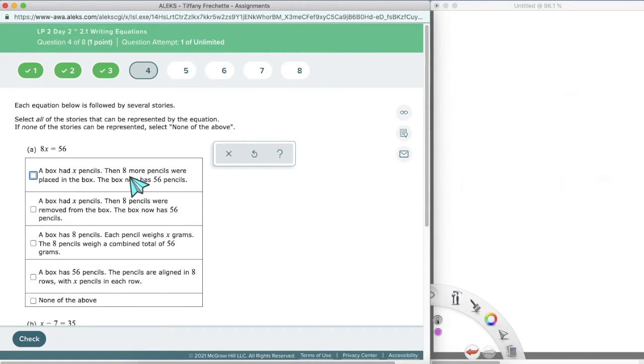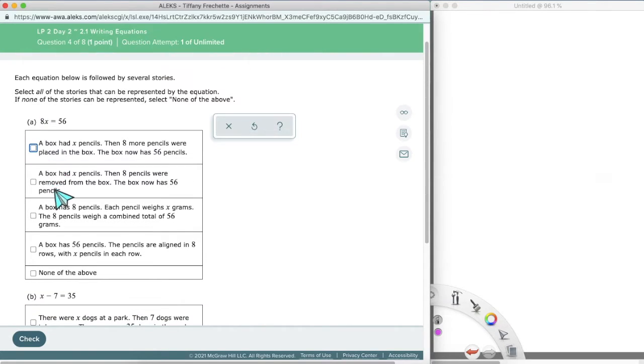So a box had X pencils in it. Okay, so this would be a box, and we have X pencils. Then 8 more pencils were placed in the box. Well, if 8 more pencils were placed, then that would just be however many pencils are in the box, which is X, plus 8 more. We wouldn't be multiplying those two pieces together. So that one doesn't work for this equation.